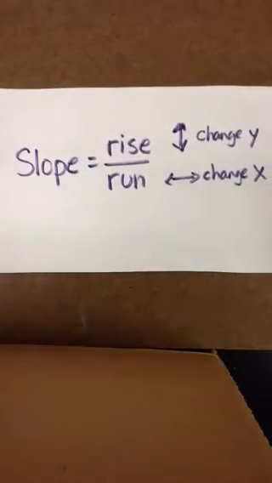The definition of slope, as we said, is rise over run. Remember that the rise is the change in the vertical direction, it's the change in y. The run is the change in the horizontal direction. It's the change in x. Let's look at an example.